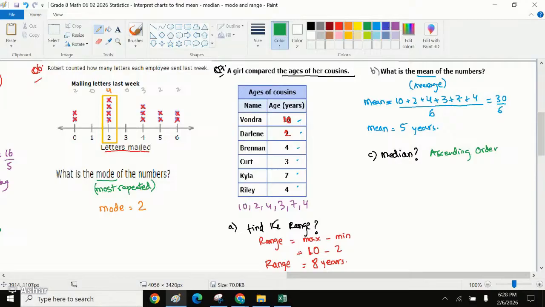30 divided by 6 is 5. Nathan, what is 30 divided by 6?